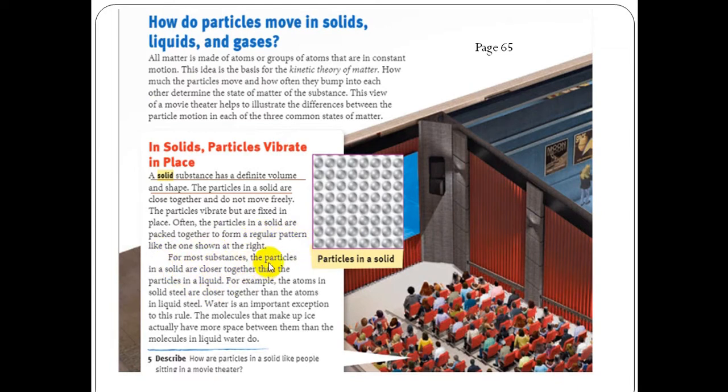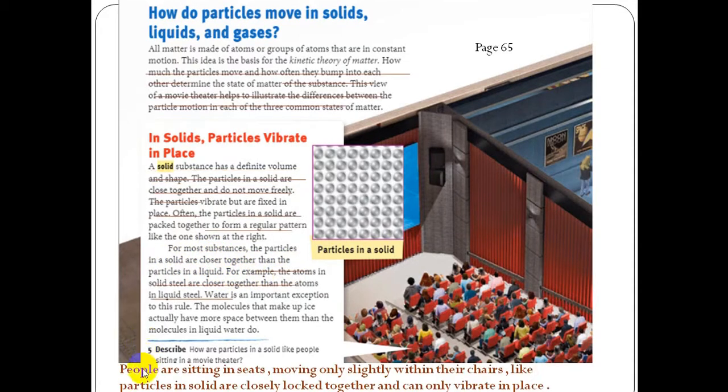For most substances, the particles in a solid are closer than the particles in a liquid. We are going to say that people are sitting in seats, moving only slightly with their chairs, like particles in a solid, which are closely locked together and can only vibrate in place. So this is how the people here look like the atoms in the solid. Okay, so now let's move to the next slide about liquids.